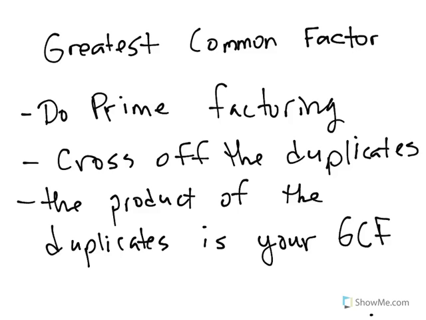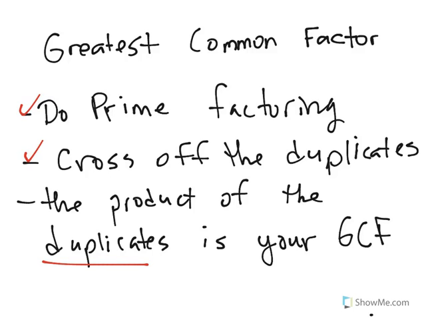Moving right along, we're going to talk about greatest common factors. I know we discussed this in class, but I wanted to put it out there formally on the video so you could study it this weekend if you needed to. For the greatest common factor, we do the same thing as for the least common multiple: we do the prime factoring and cross off any of the duplicates. The only difference is that the product of your duplicates is your greatest common factor. So we keep the ones that are crossed off.